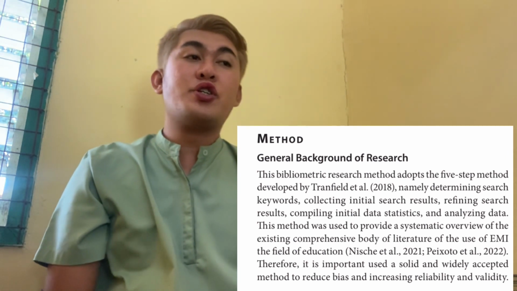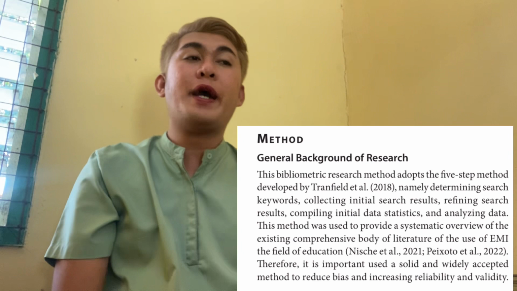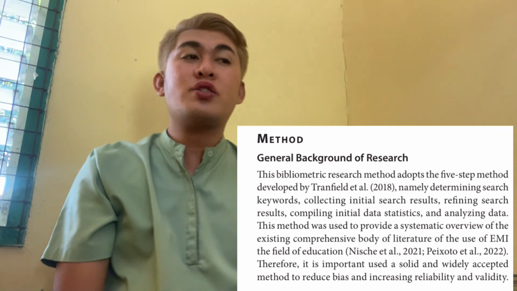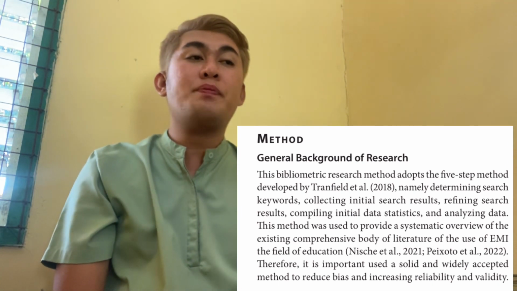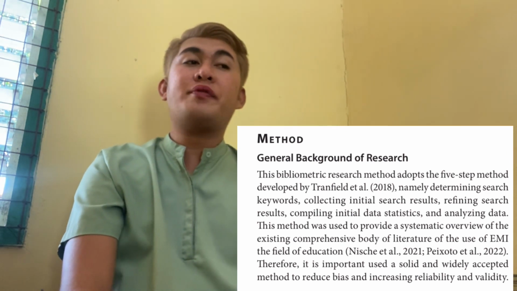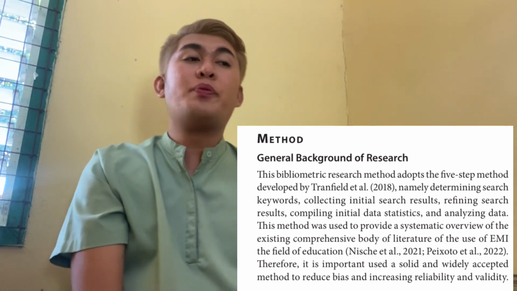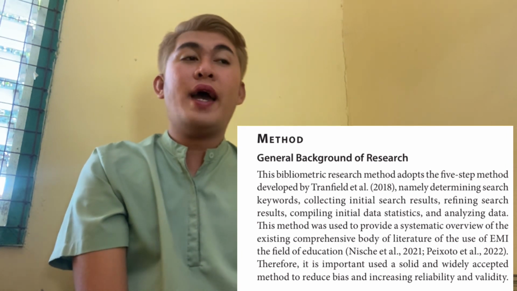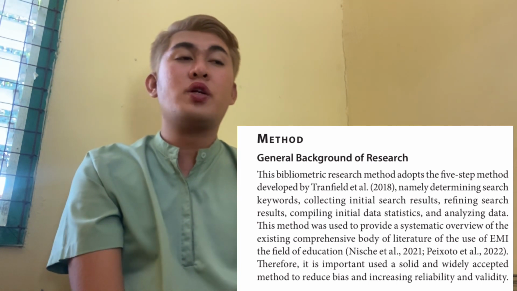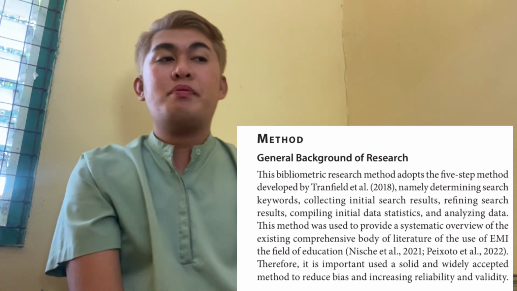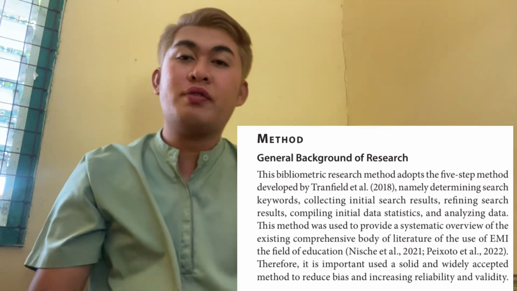This bibliometric research method adopts the five-step method developed by Tranfield et al., 2018, namely determining search keywords, collecting initial search results, defining search results, compiling initial data statistics, and analyzing data. Now, this method was used to provide a systematic overview of the existing comprehensive body of literature on the use of EMI in the field of education, Nische et al., 2021, Peric Soto et al., 2022. Therefore, it is important to use a solid and widely accepted method to reduce bias and increase reliability and validity.